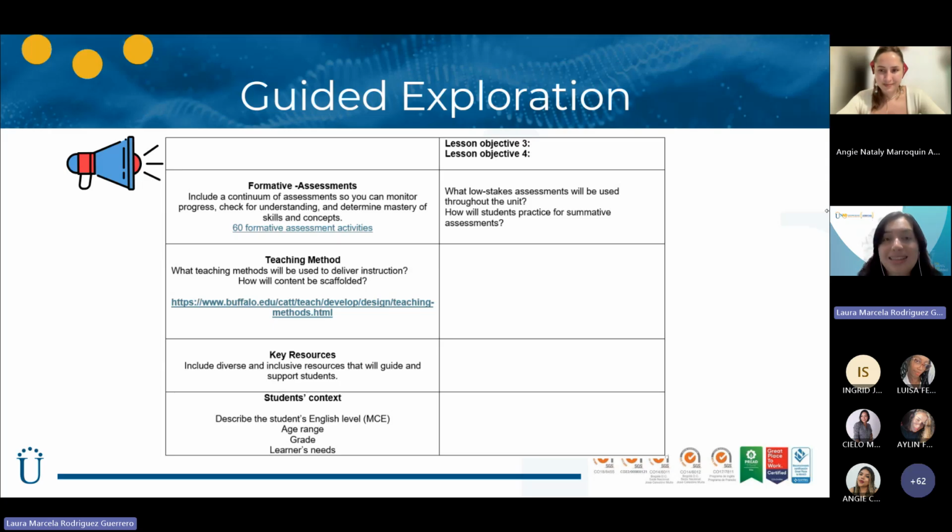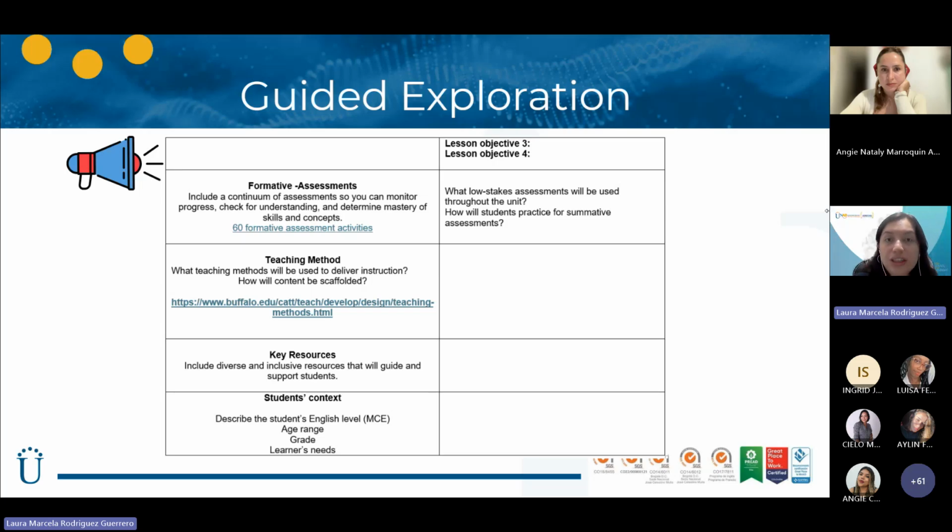Then you're going to talk about the teaching method that you're going to use. So what teaching methods will be used to deliver instruction? How will content be scaffolded? Remember that this is really important for you. You also have a resource over there that you can check, that you can explore. Not just that, you have lots of them. So according to this, you can also set the other things in your unit.